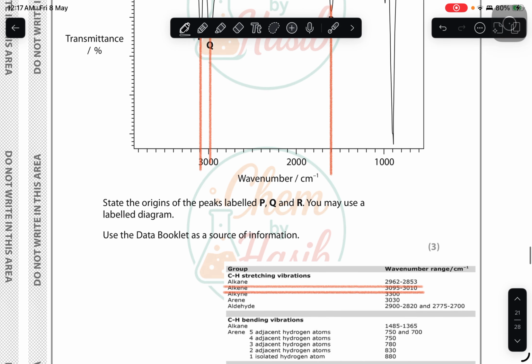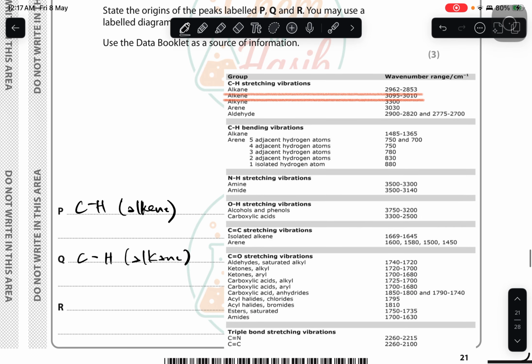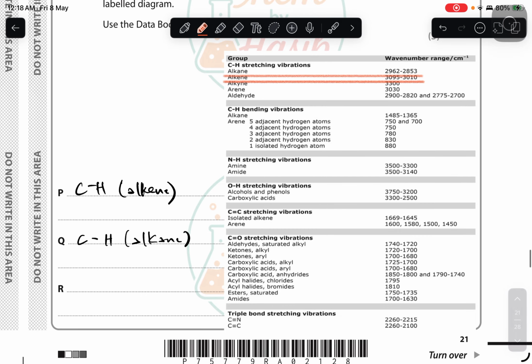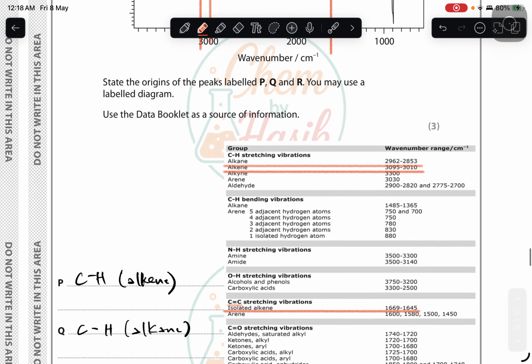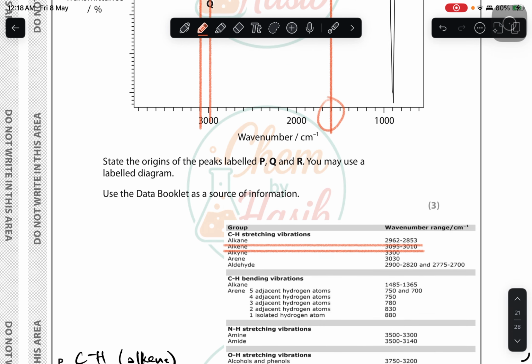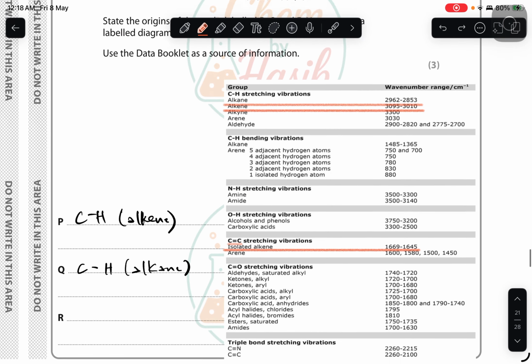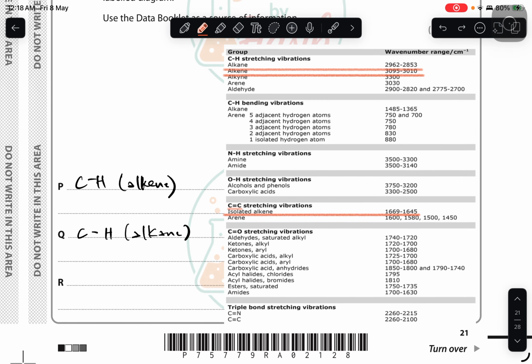Another absorption that we found was at 1600. Let us look at 1600. 1600 is for the alkene, for the carbon-carbon double bond. Here, for the isolated alkene, 1669 to 1645. So this is around 1600, right? R is very close to 1600. So what we should write here is that this is carbon-carbon double bond for alkene. This should be our answer.